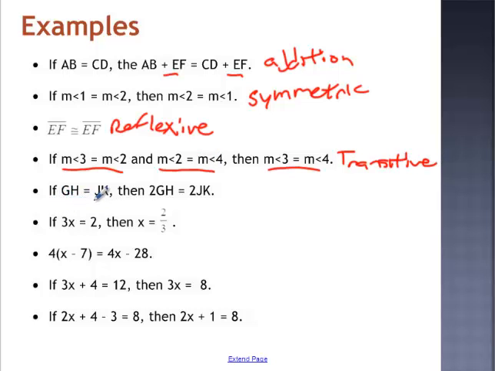Next one, GH equals JK. So 2GH equals 2JK. The 2's are new, and it's 2 times that. So it's multiplication. Next one, 3x equals 2, then x equals 2/3. How did I get from this statement to this one? Well, the 3 is gone, and I got there by dividing by 3. So that's going to be division. 4 times quantity, x minus 7. Once you see parentheses, you know it's distributive.